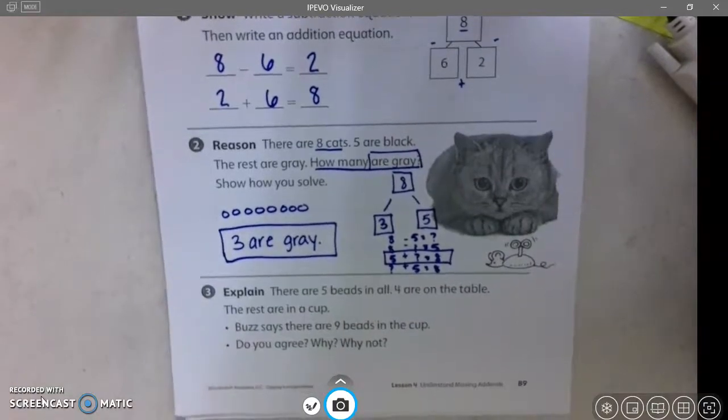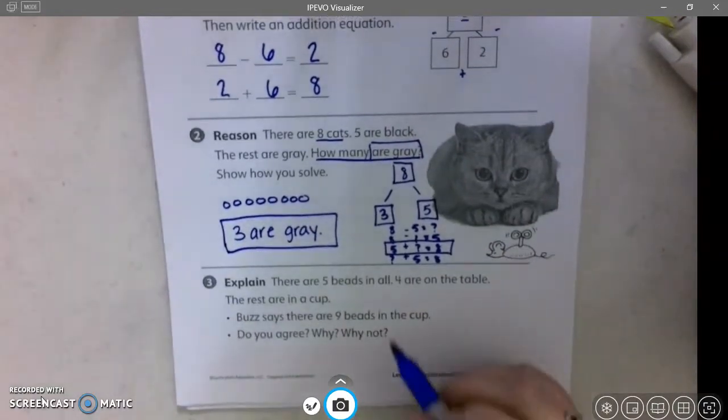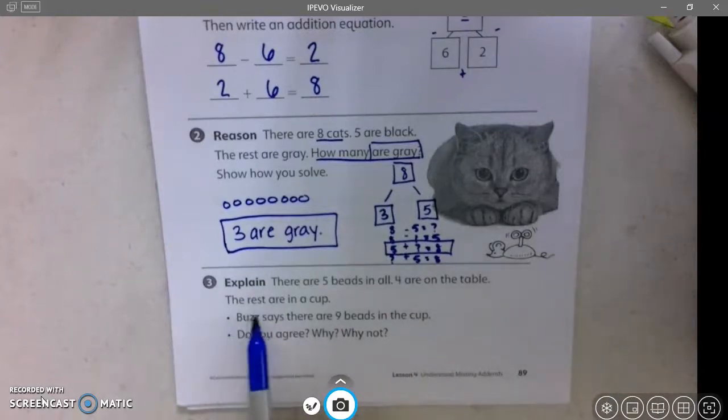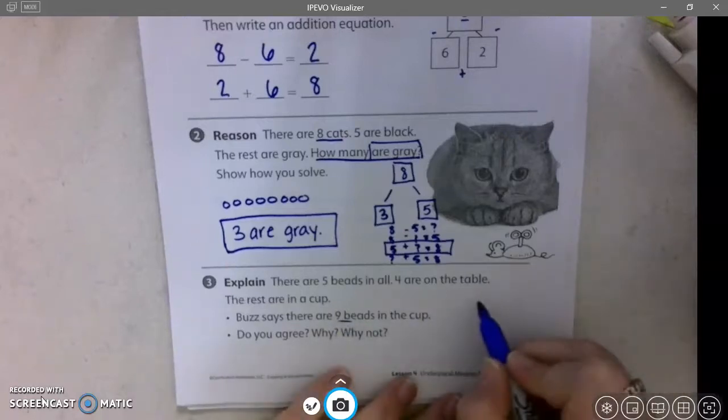There are 5 beads in all. 4 are on the table. The rest are in a cup. Buzz says there are 9 beads in the cup. Do you agree? Why or why not? Okay, so there are 5 beads in all. 4 are on the table. The rest are in a cup. Buzz says there are 9 beads in the cup. Do you agree or disagree? Do you think that 9 beads are in the cup?